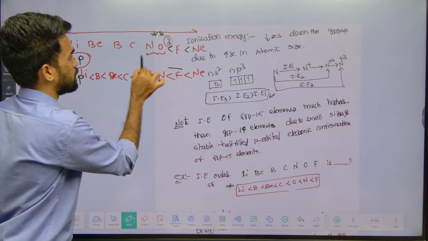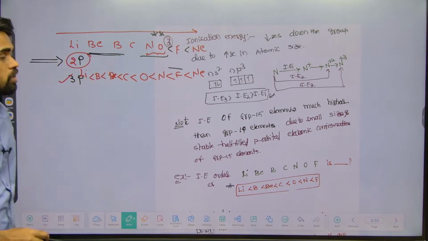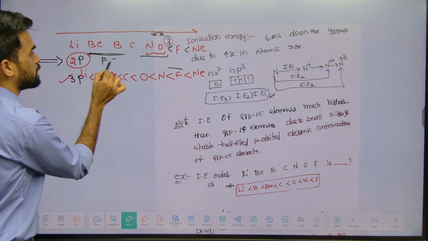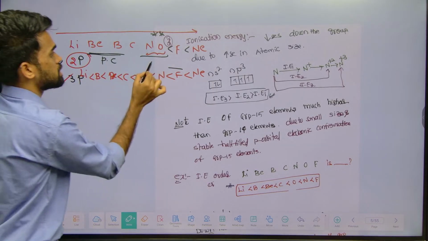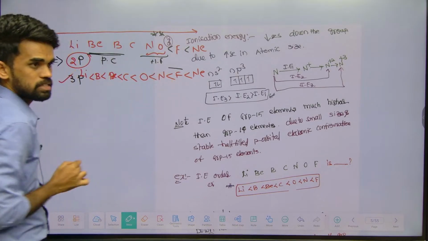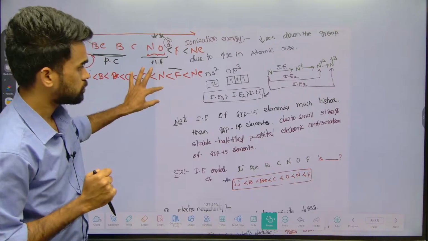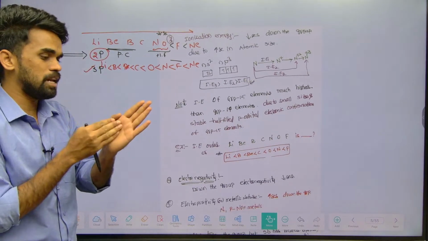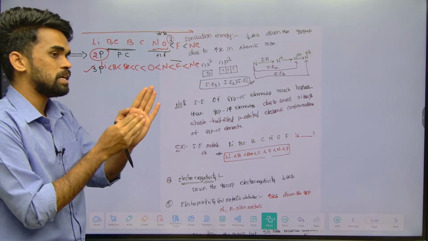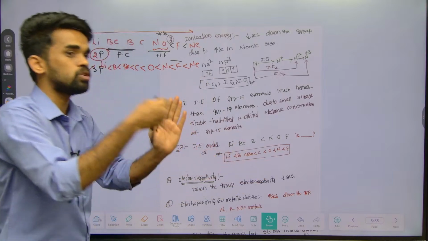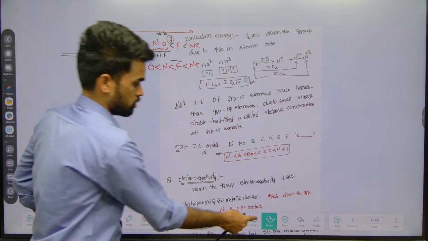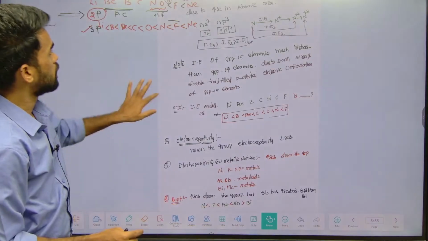The changes will be observed here and here. What is the reason for this? This is the penetrating capacity of the s orbital, and this is the half-filled electronic configuration. These are the two reasons we discussed in the periodic table. So you can say group 15 elements have higher ionization energy than group 16 as well as group 14. Done with this order?